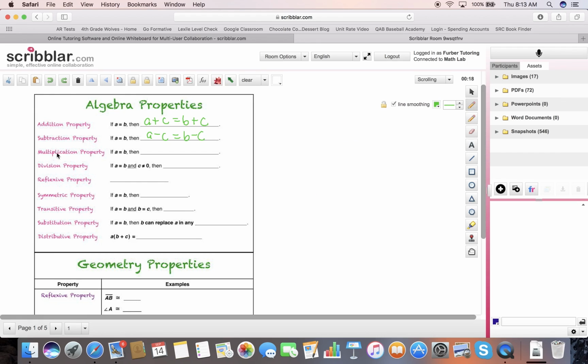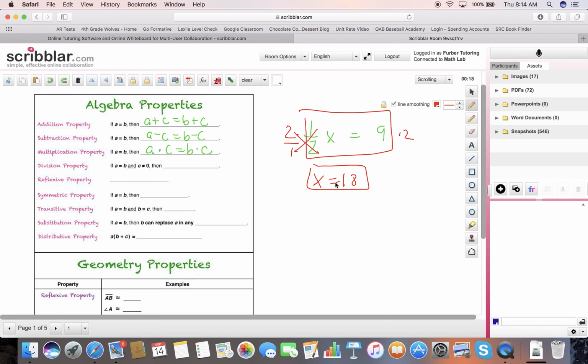Okay, another one, the multiplication property, same idea, multiplying the same thing to both sides of an equation keeps the equation balanced. So if I had something like 1/2 x equals 9, how would I get rid of the fraction? I would multiply both sides of the equation by 2, or in this case 2 over 1. And that would make these cancel. And I would arrive at x equals 18. How did I get from here to here? Well, to cancel this, I had to multiply both sides by 2. So that's the multiplication property of equality.